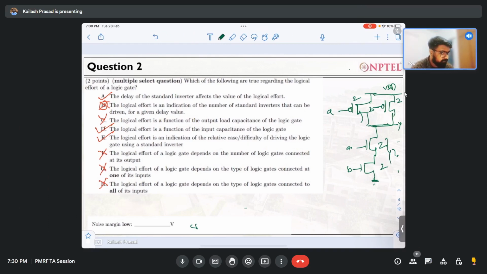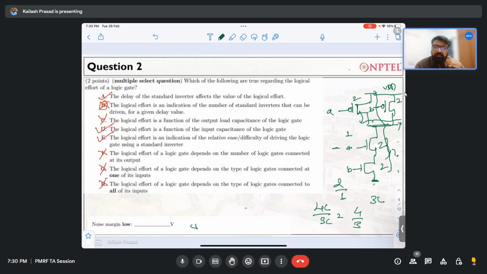Because the equivalent of the 2 2 will be 1, right? And then 2 and 2 are in parallel. So if you take any one of the paths, it will be 2 by 1. So that is our mobility ratio. Now the inverter had 3C, so it will have 4C by 3C. Okay, so the answer will be 4 by 3.